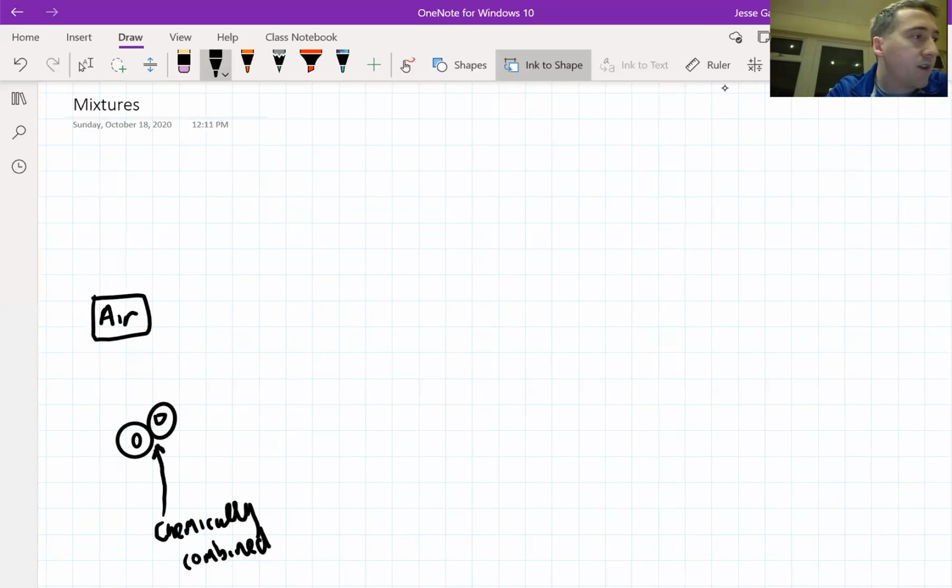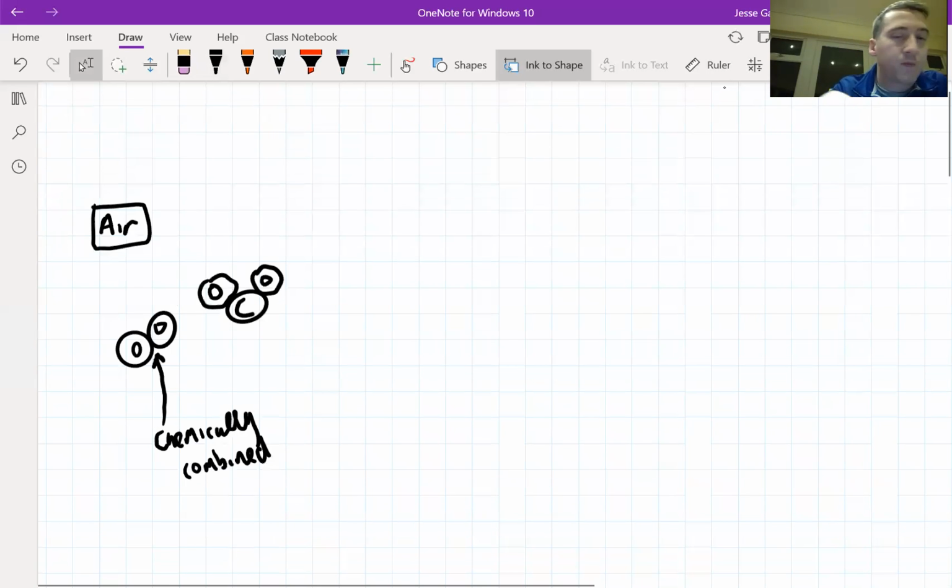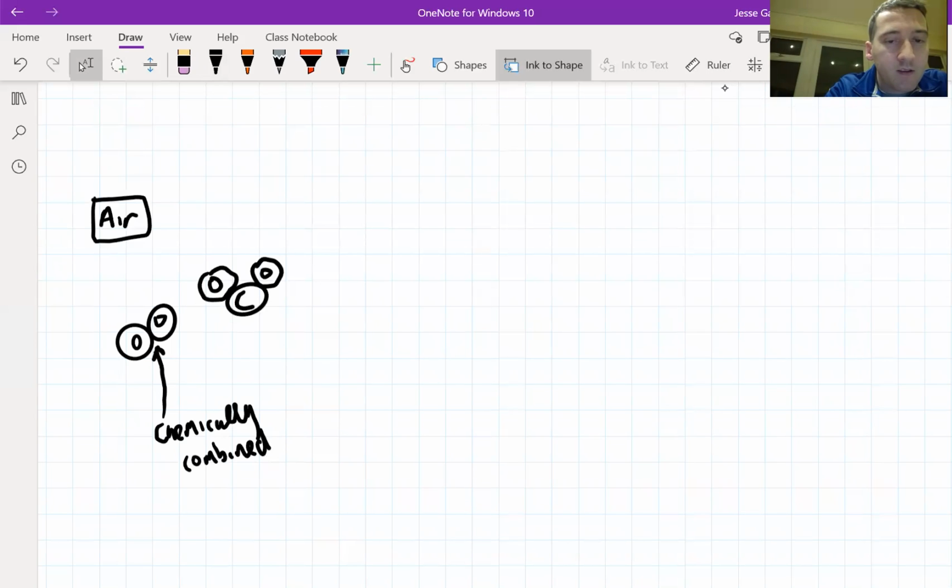Another gas that we have in here is C with 2 O's. C atom with 2 oxygen atoms. This is called carbon dioxide. So this is another gas that we find in air. Another gas we find in air is made up of 2 nitrogen atoms chemically combined, touching each other like this. Okay, so 2 atoms of nitrogen which are chemically combined. This is nitrogen gas.